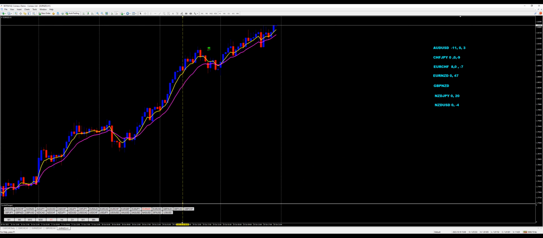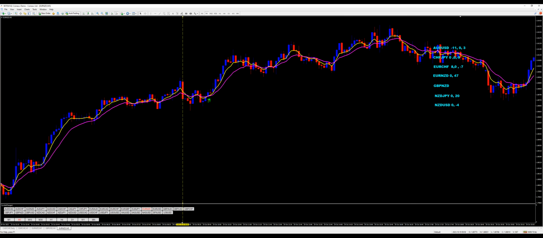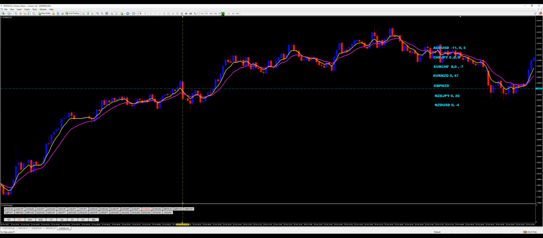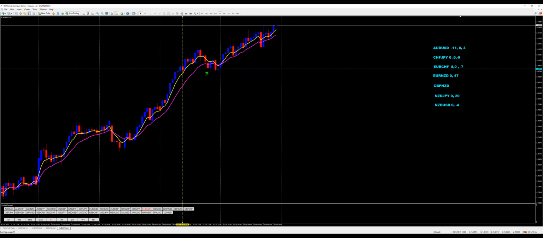Euro NZD. There we go. That's a long. For the 5 minute. Here's the trade. Stay over here. It's a 20 pip stop loss. And the trade took us all the way over here. 30 pips.